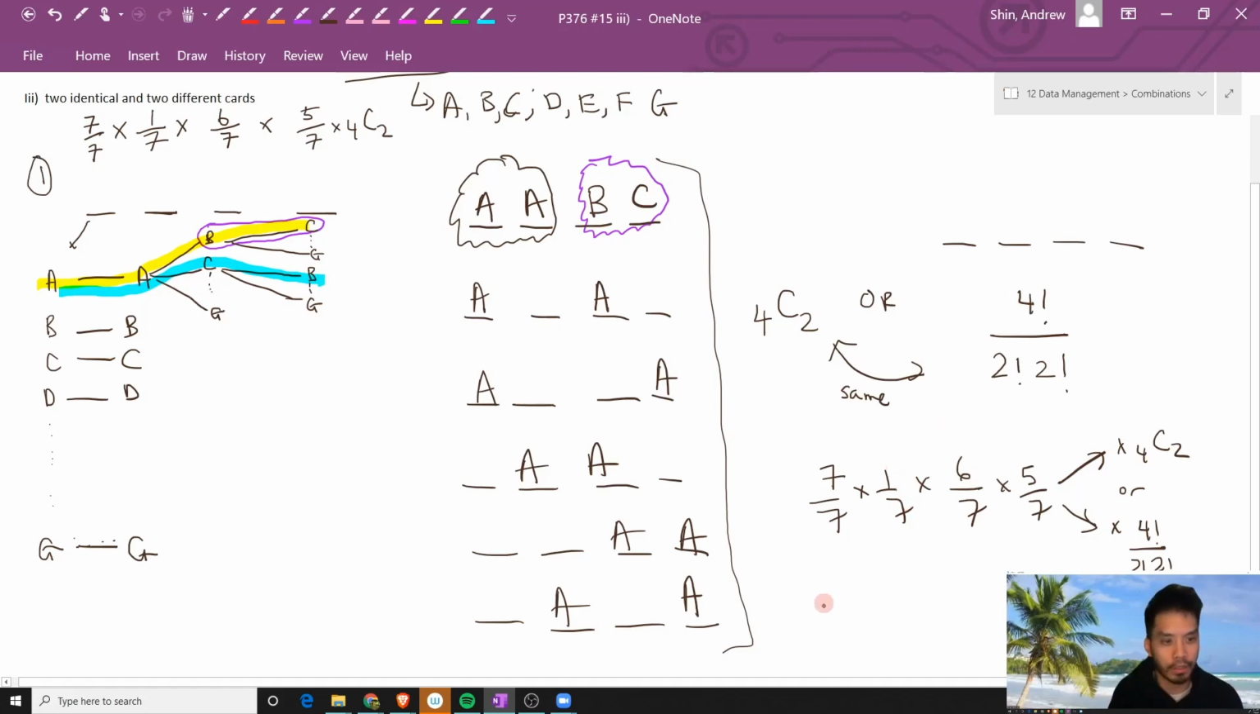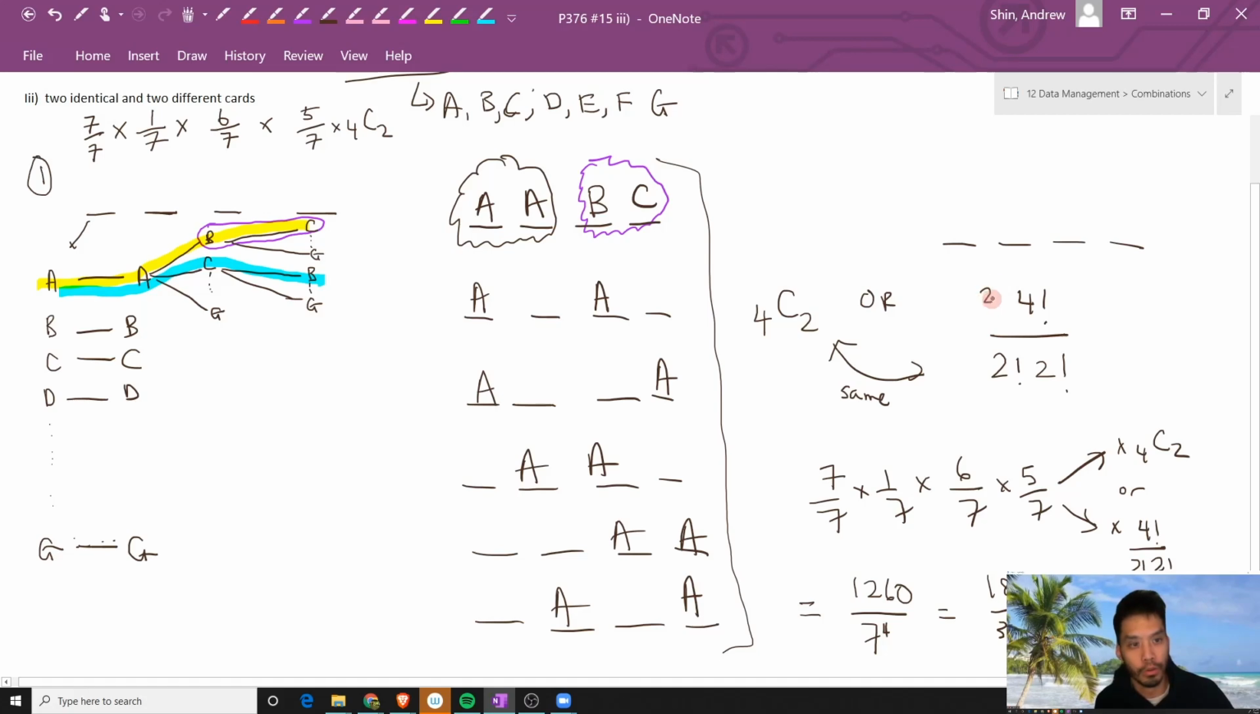Okay, so let's calculate this. On the bottom, it's going to be 7 to the power of 4. And on top, this will be 7 times 6 times 5, 7 times 6 times 5 times 6, which would be 1260. So 1260 divided by 7 to the power of 4 is 180 over 343. So that's method number 1.